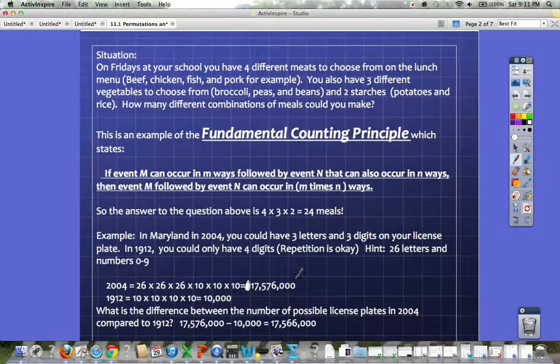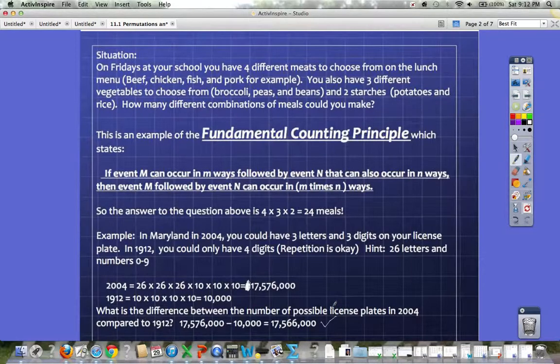17,576 different choices of license plate. In 1912, though, you can only have 4 digits, and that was 10 and 10 and 10 and 10, which only made 10,000. In 1912, they didn't have as many cars as we do now, so they didn't have to have as many choices. What is the difference between the number of possible license plates in 2004 compared to 1912? Well, you take the larger number and subtract the smaller number, and this is the difference between the 2 years. That's a lot more license plates than we had in 1912.